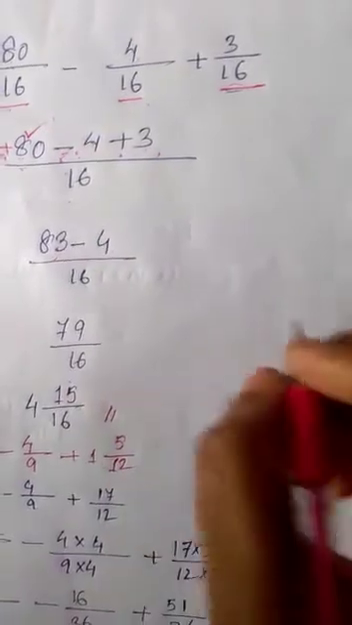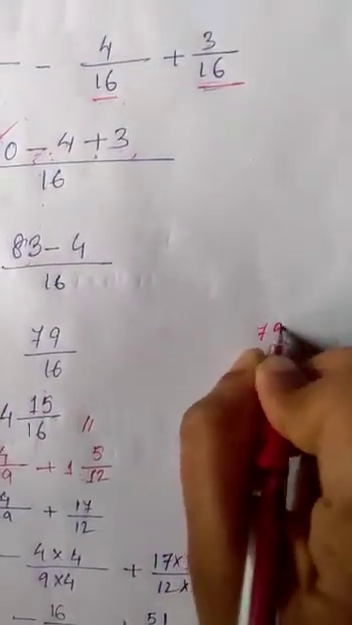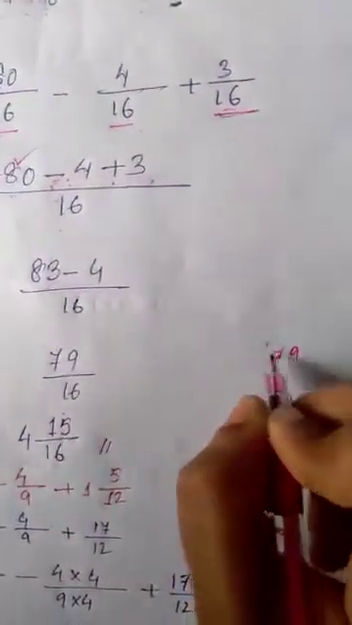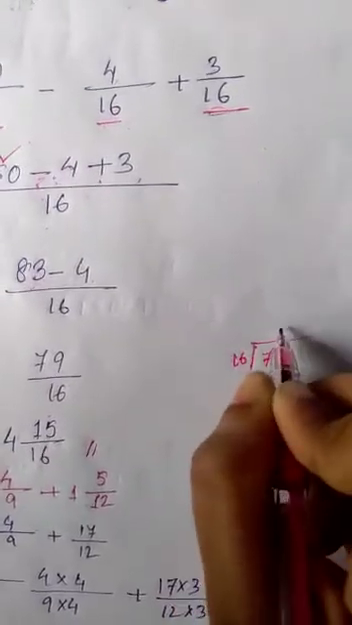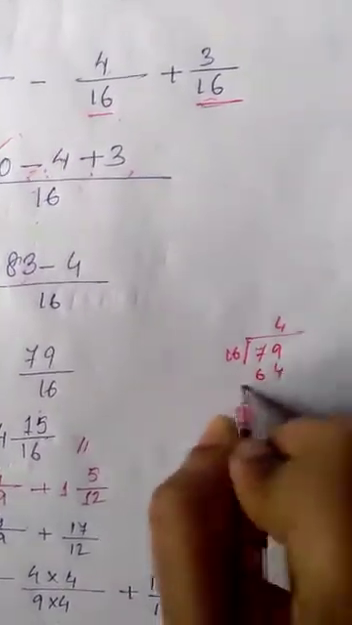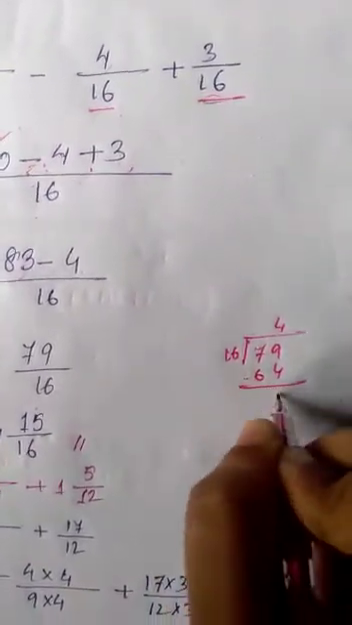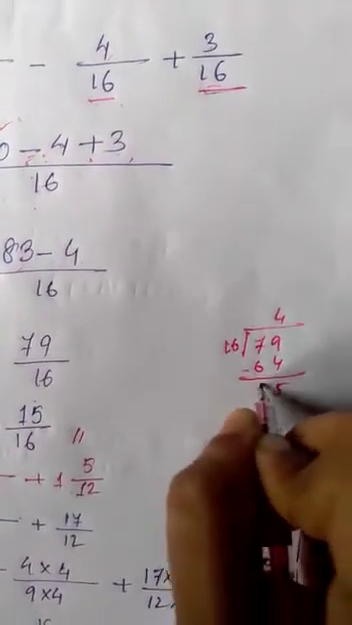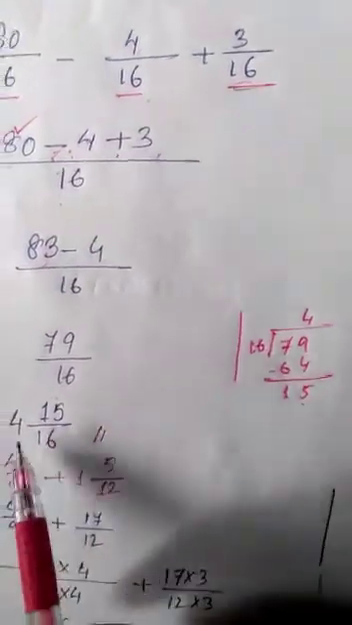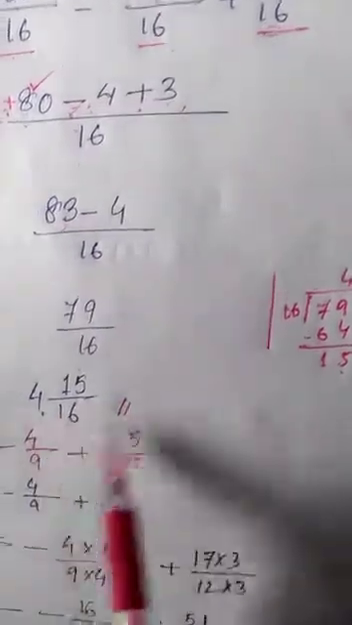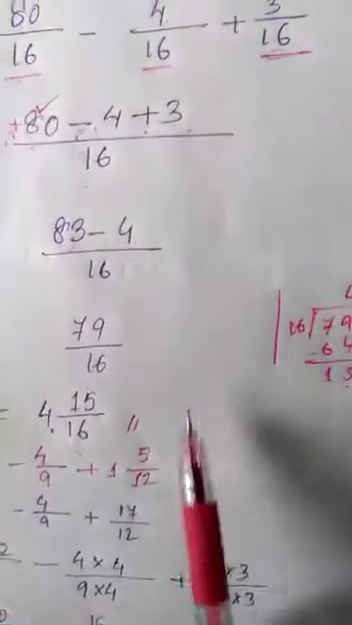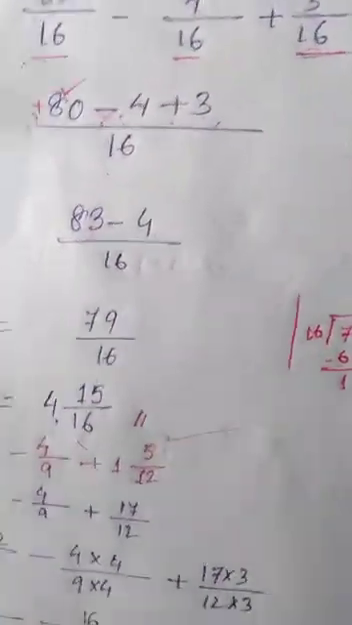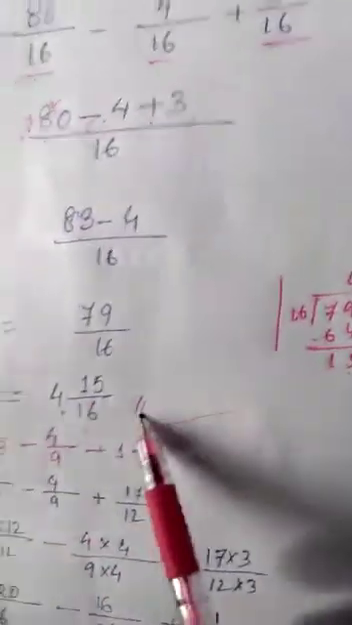Okay children, now if we convert into the mixed fraction, how can we convert? Say 16 divide, 16 times 4 is 64, so 9 minus 4 is 5, and 7 minus 6 is 1, so 4 of 15 by 16. So this thing only I have done. Alright children, so this is the complete work. We have done this quickly and we get this result.